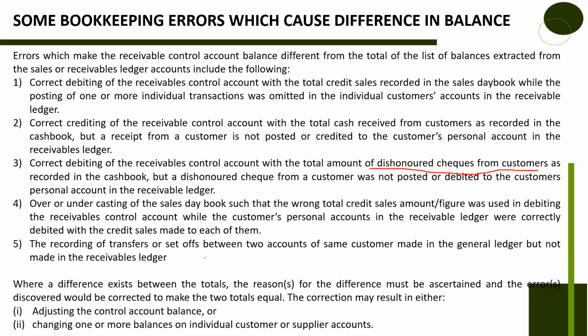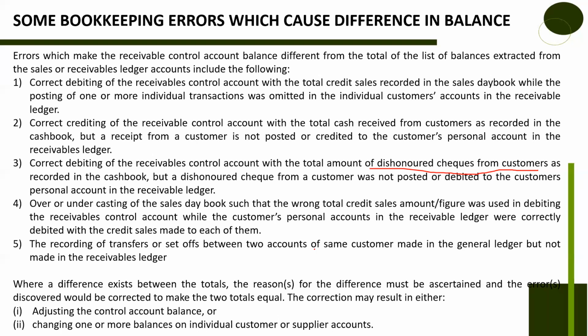inside the receivable ledger. Whenever there's a difference between the totals, the reason for the difference must be ascertained. It must be investigated, and the error must be discovered and corrected to make the two totals equal. You must make sure that the two totals are eventually equal. They must be equal.